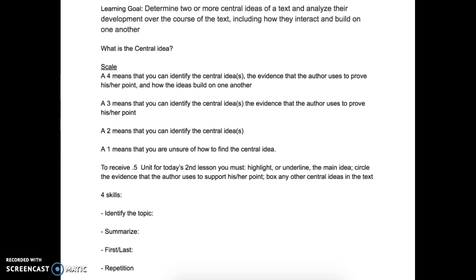Hello, and welcome to Tuesday Newsday, January 22nd. I hope you like the new open. I enjoyed putting that one together. Today's learning goal is to determine two or more central themes of a text and analyze their development over the course of the text, including how they interact and build on one another.